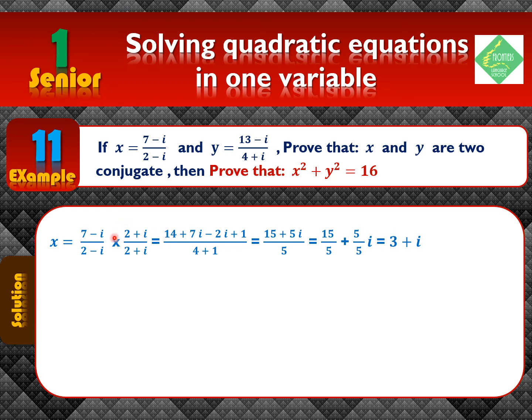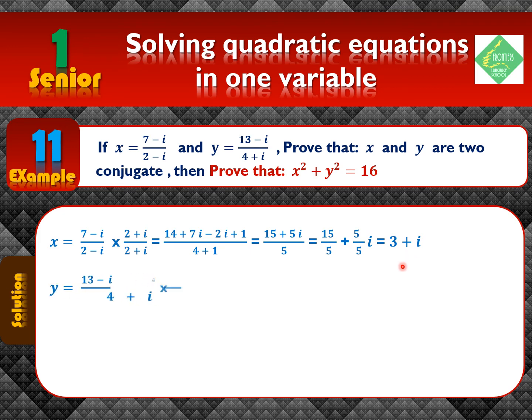7 times 2 is 14, 7 times i is 7i, negative i times 2 is negative 2i, and negative i times i gives 1. Denominator: 2 times 2 is 4, negative i times i is negative i squared, which is equal to 1. Adding, I will have 15 plus 5i at the numerator, and the denominator 5. Take 5 as a common factor, or separate them: 15 over 5 as the real part and 5i over 5 as the imaginary part. 15 over 5 is 3, 5 over 5 is 1i, so x in its simplest form is 3 plus i.